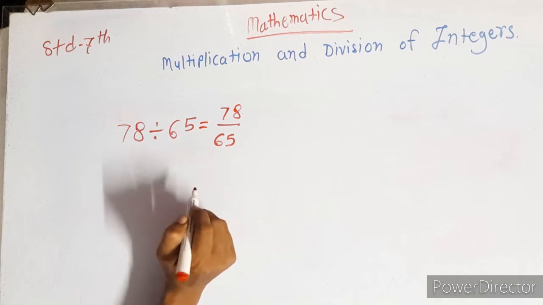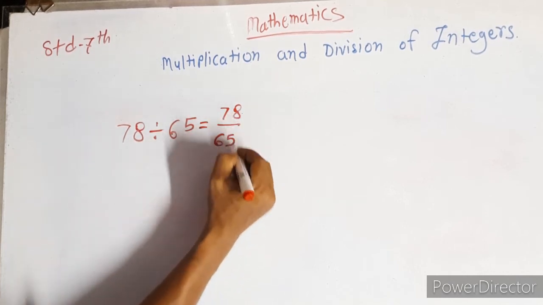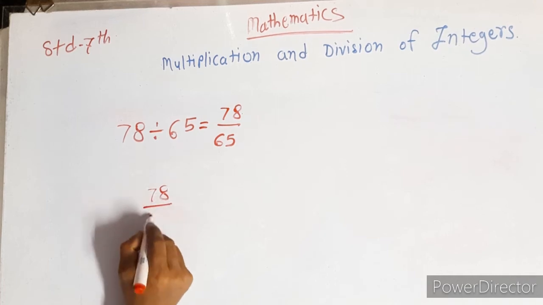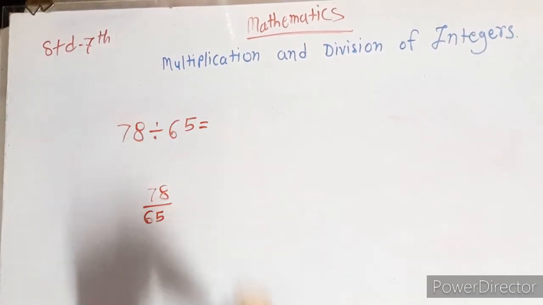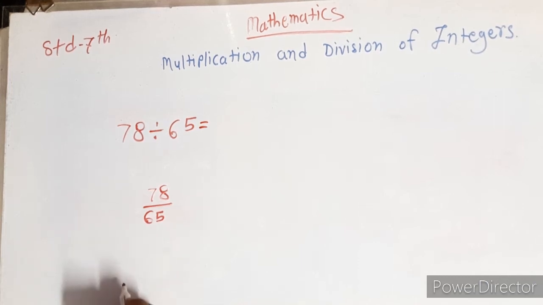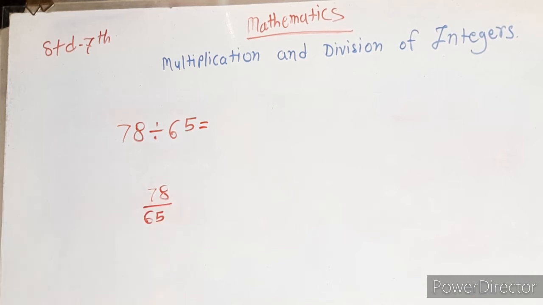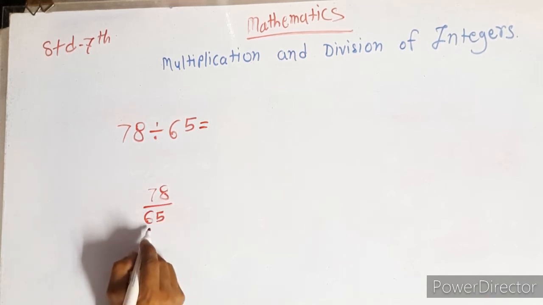That time we use the biggest number which divides both sides. It means 78 as well as 65. Both numbers are divided by the same biggest number. Now 13. The number 13 divides both 78 as well as 65.